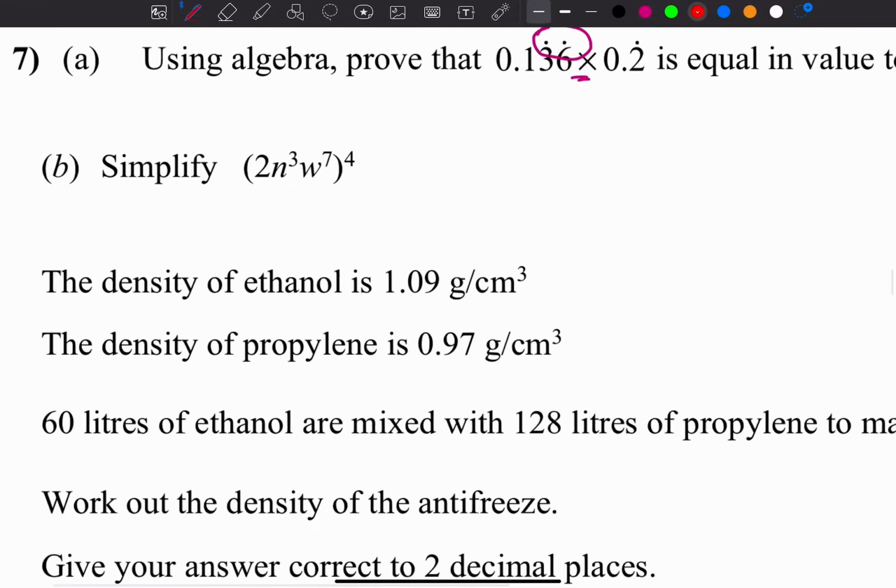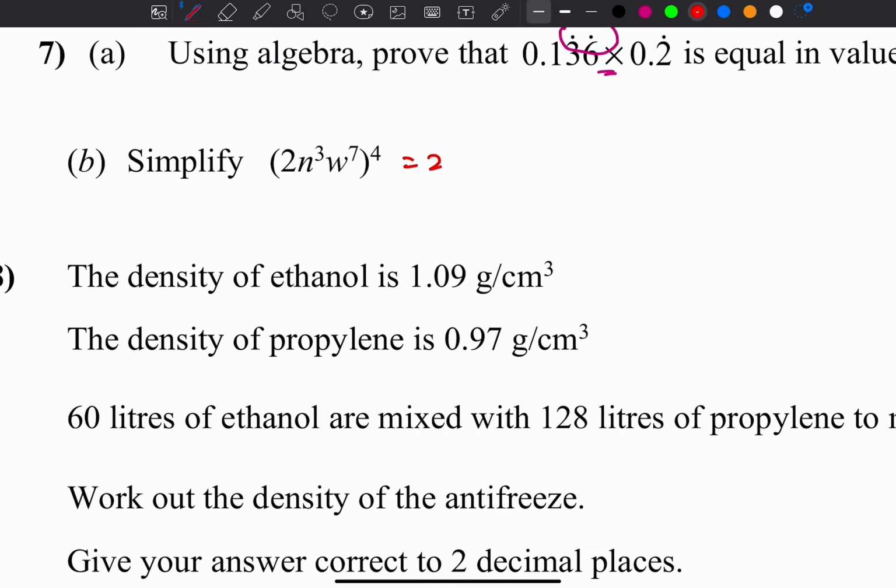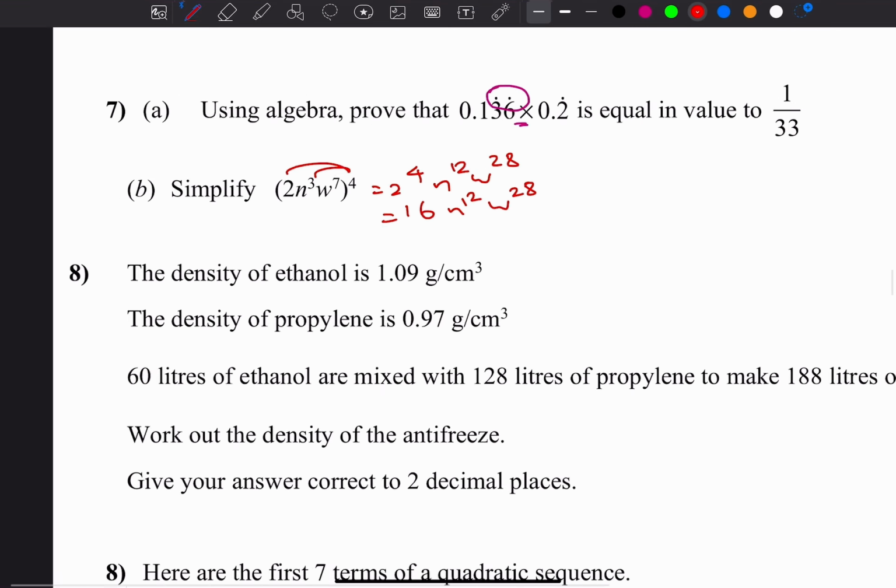Next one. 2 to the power 4. N to the power 3 times 4 is 2 to the power 4, because of the power rule. N to the power 3 times 4 is 12. W to the power 28. But 2 to the power 4 is 2, 4, 8, 16. N to the 12, W to the 28. Okay.